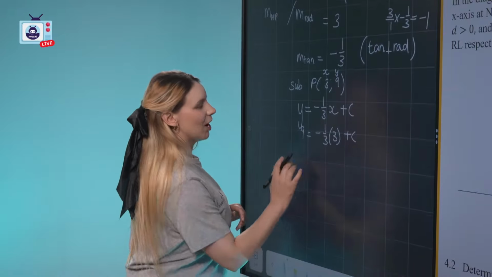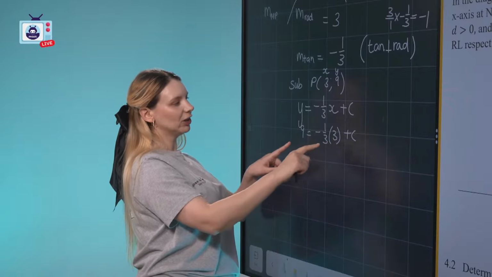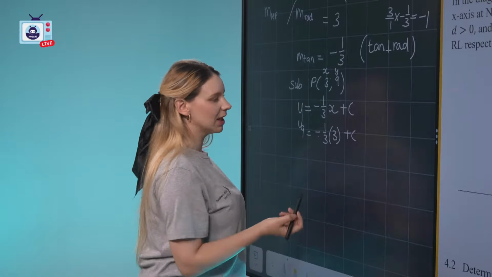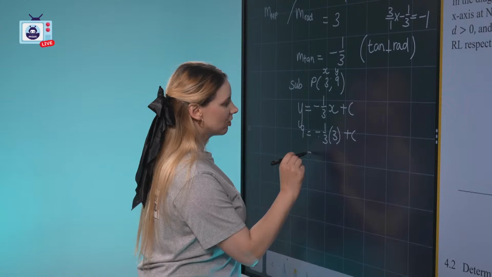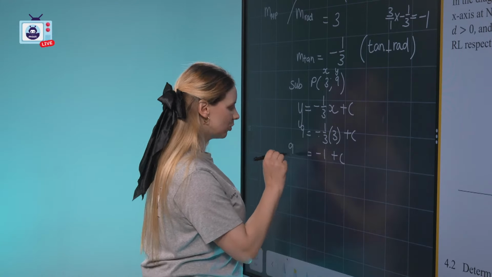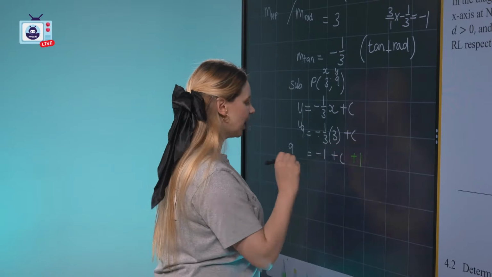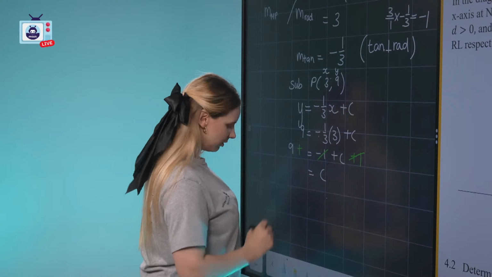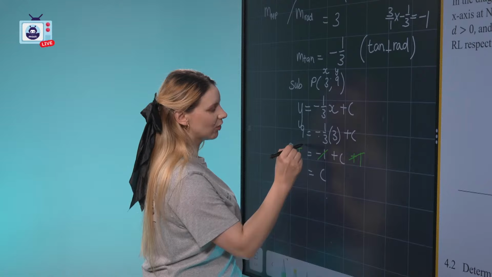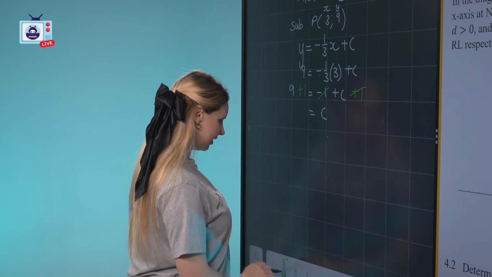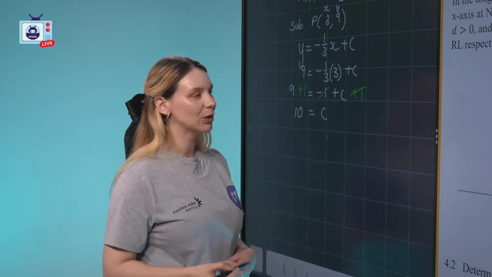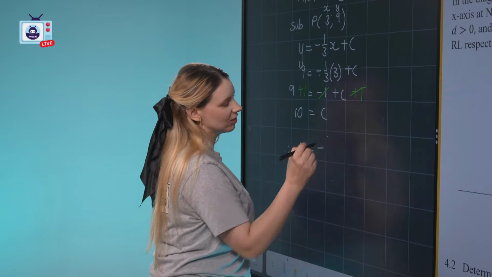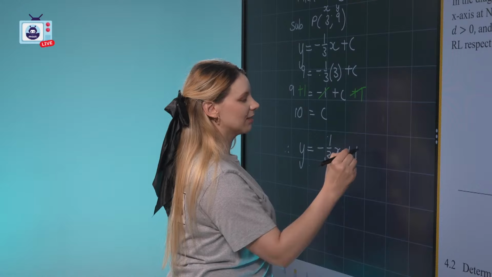So I've subbed in my point 3 and 9 into my equation, and now all I have to do is work out c. So let's simplify. A negative a third times 3, well, 1 over 3 times 3, that's simply 1. So this will give me negative 1. And what we're going to do now is add 1 on both sides to get rid of the negative 1 on the right-hand side. So I've got 9 plus 1 equals c, which is 10. So c is equal to 10. The m is equal to negative 1 over 3. Therefore, the equation of my tangent is y equals negative 1 over 3 x plus 10.